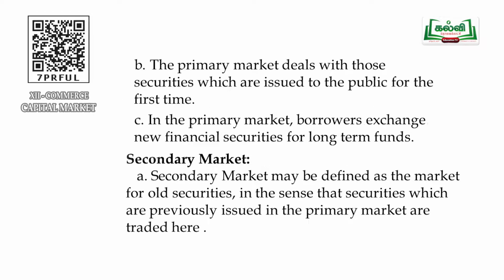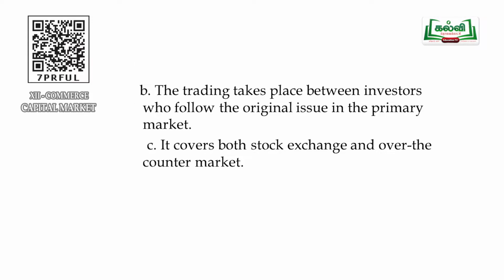The primary market deals with those securities which are issued to the public for the first time. In the primary market, borrowers exchange new financial securities for long-term funds. Thus, the primary market facilitates capital formation. Secondary market may be defined as the market for old securities, in the sense that securities which were previously issued in the primary market are traded here. The trading takes place between investors who follow the original issue in the primary market. It covers both stock exchange and over-the-counter market.